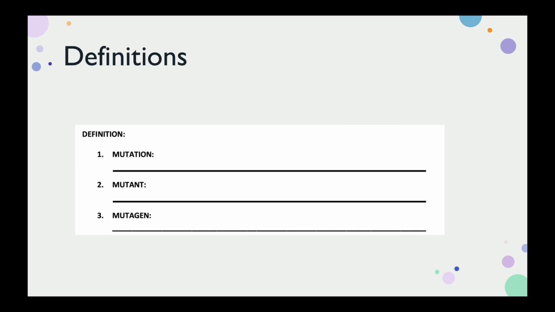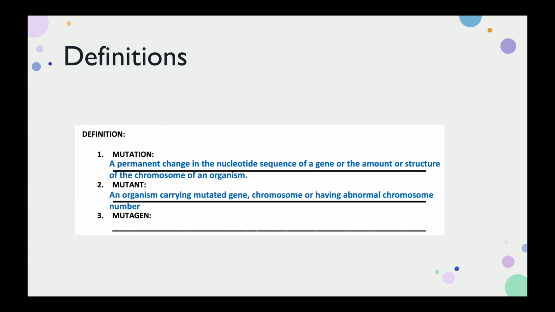Now let's take a look at the definitions of various terms that we will be using throughout this chapter. Mutation refers to a permanent change in the nucleotide sequence of a gene or the amount or structure of the chromosome of an organism. A mutant refers to the organism carrying mutated gene, chromosome, or having abnormal chromosome number. Mutagen, however, refers to the agent that causes mutation.